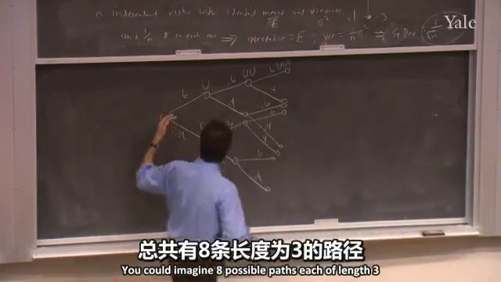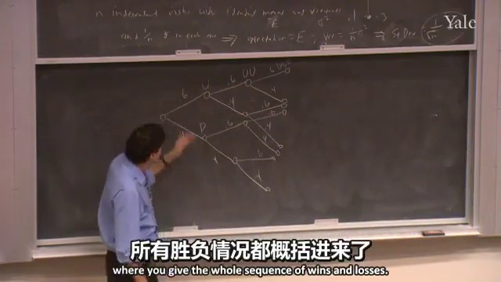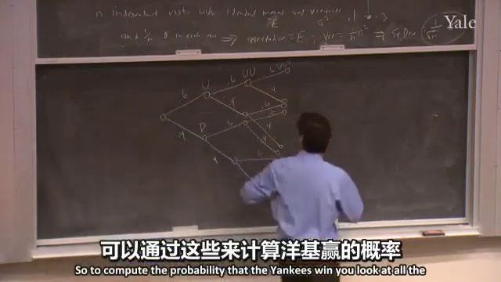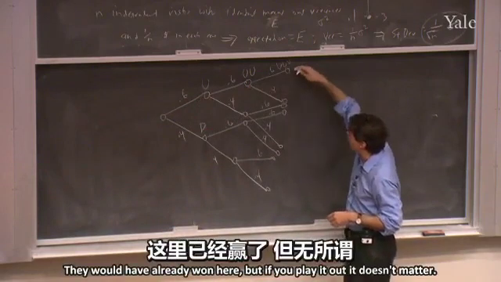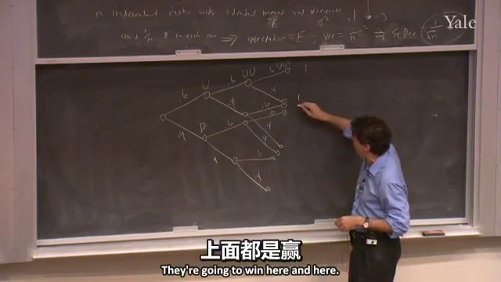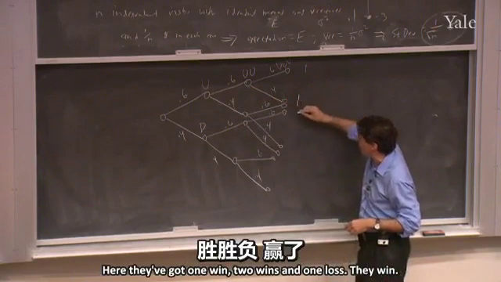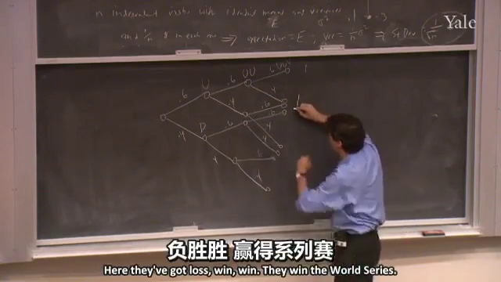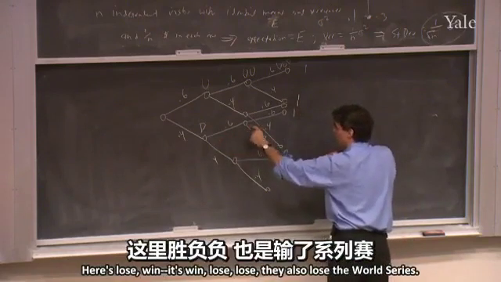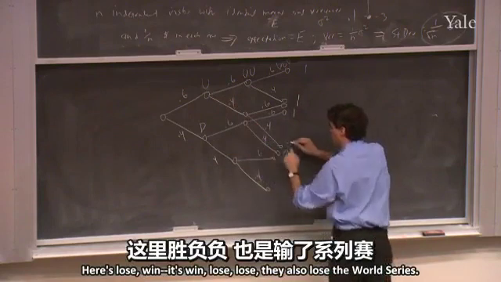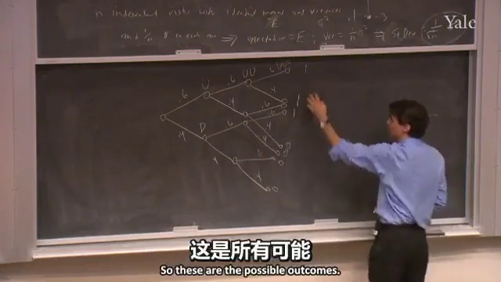You could imagine 8 possible paths, each of length 3, where you give the whole sequence of wins and losses. So to compute the probability that the Yankees win, you look at all the paths. In this case, the Yankees win, right? They would have already won here, but if you play it out, it doesn't matter. They're going to win here and here. They've got 2 wins and 1 loss. Here they've got 1 win, 2 wins and 1 loss. They win. Here they've got loss, win, win. They win the World Series. Here they lose, win, lose. They lose the World Series. Here it's win, lose, lose. They also lose the World Series. Here it's lose, lose. They've lost the World Series. Loss. Okay, so these are the possible outcomes.